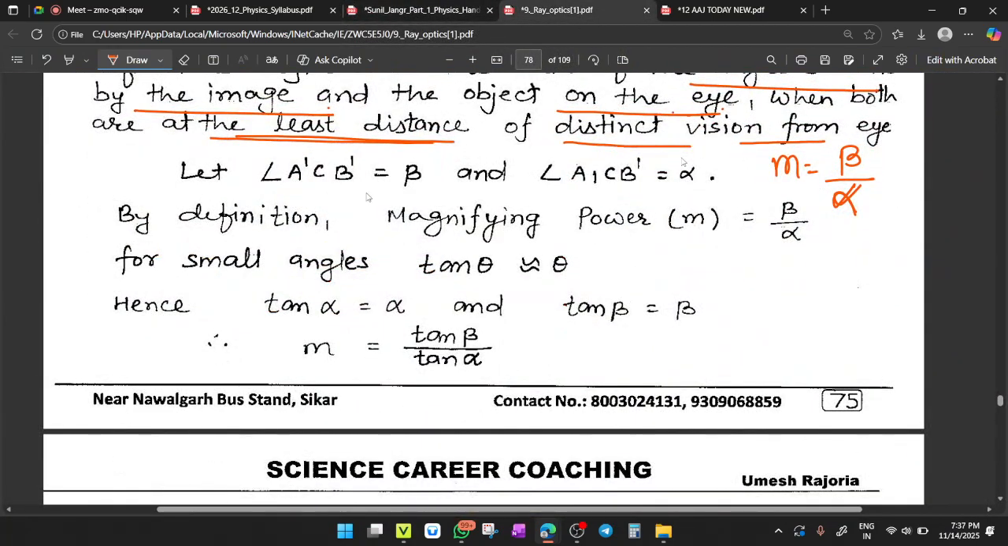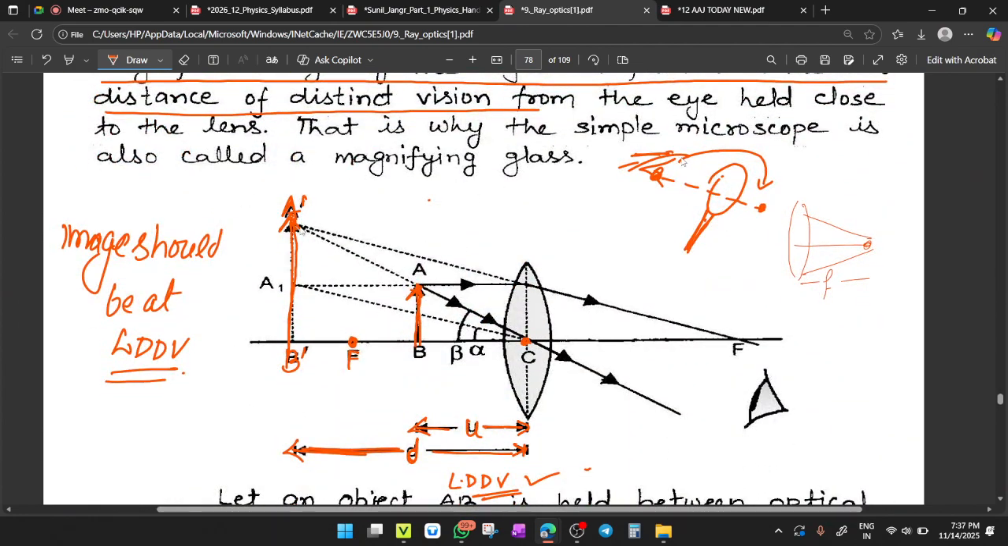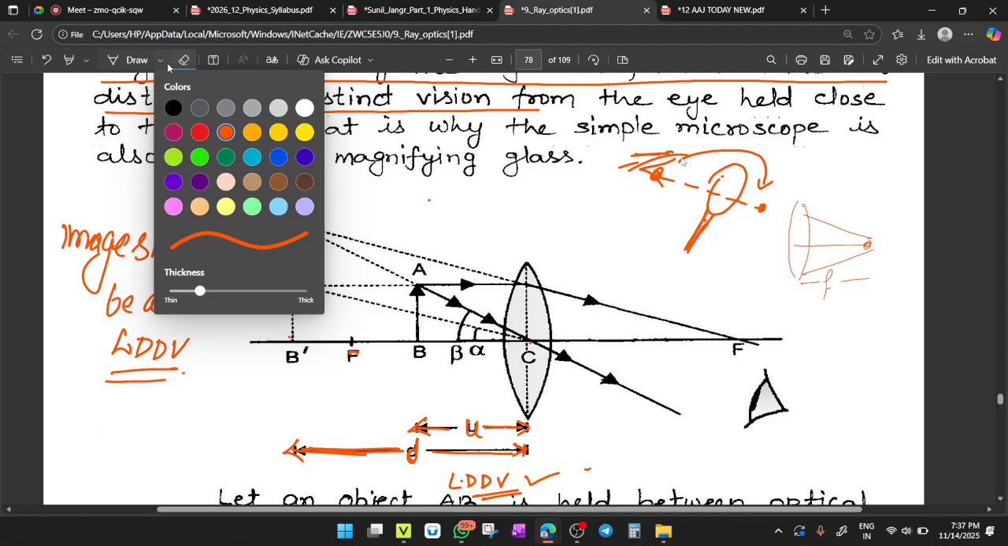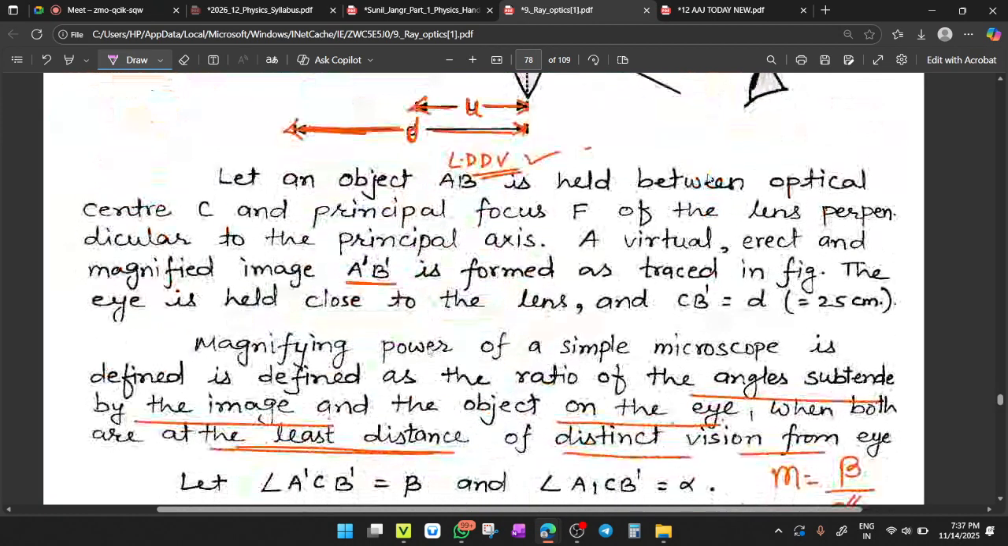Now let angle A' C B' equal beta. This is the most important diagram. First I am talking about the angle made by the image. Our image is A'B'. Check what angle A'B' is forming on the eye. This is the central part of the eye, right? A line is here from B', and a line is here from A'. So definitely this bigger angle is beta. Yes or no?